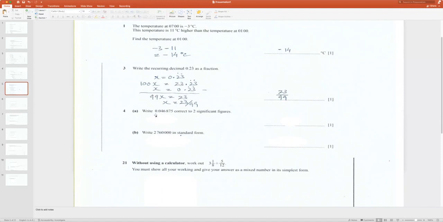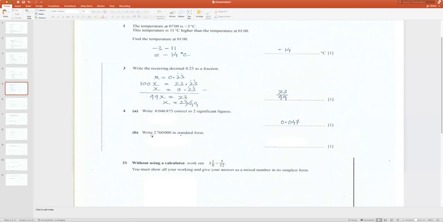Write 0.046875 correct to two significant figures. In significant figures, 0 we cannot take as a significant figure. So the first significant figure is 4. The second significant figure is 6. So we can write this as 0.04, and this we can round up to 7. So we can write this to two significant figures as 0.047.